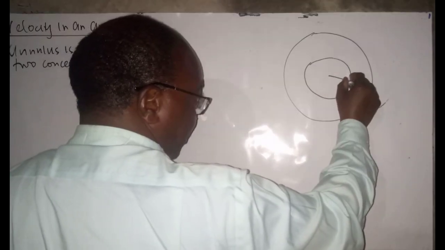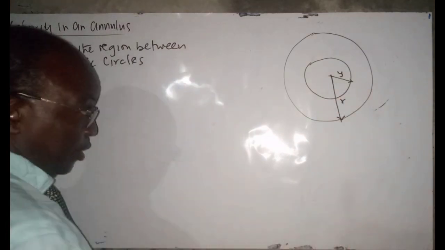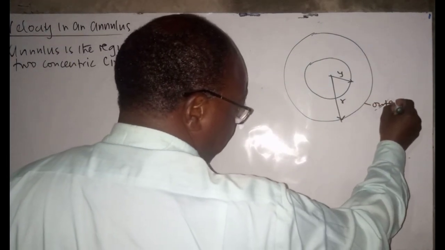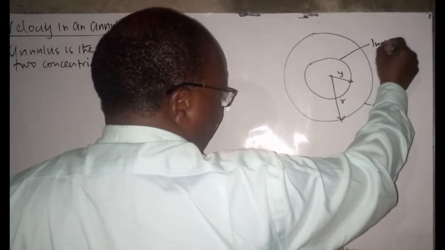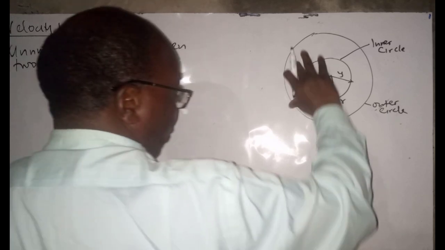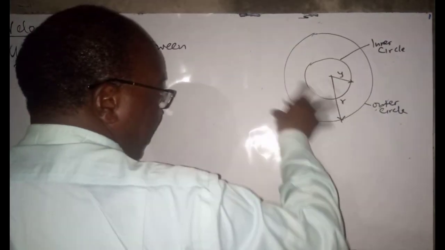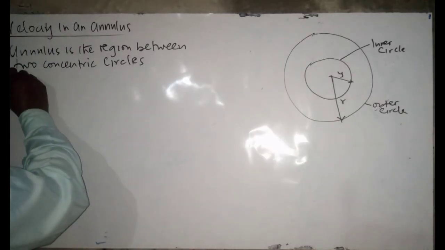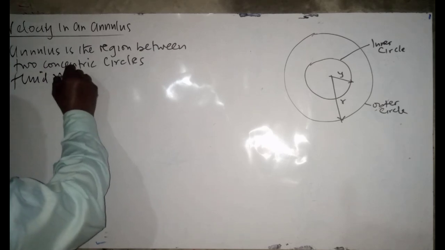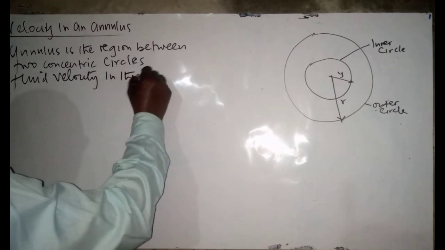So let's say that the radius for that is y. This one is r. So we have the outer circle, and we have the inner circle. This region here is the annulus. So we are considering the fluid velocity in this annulus.